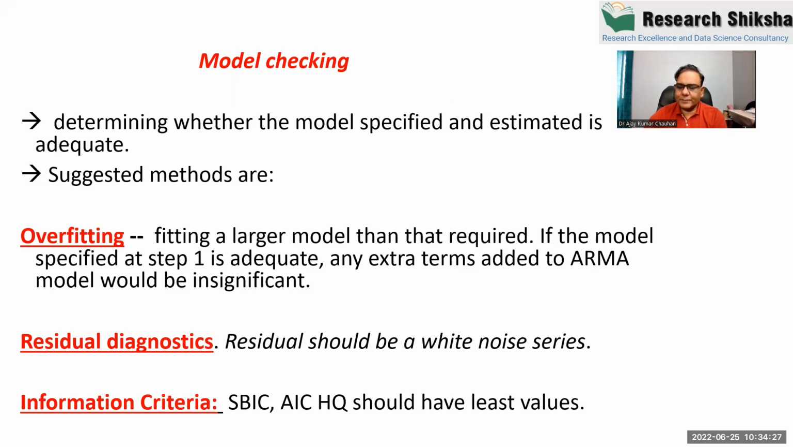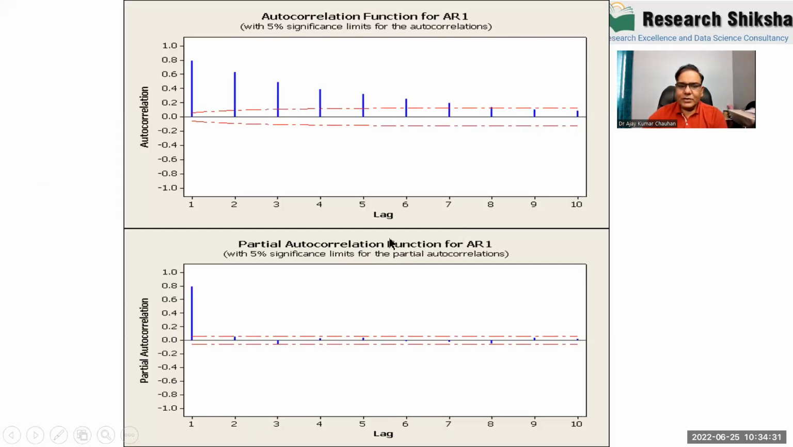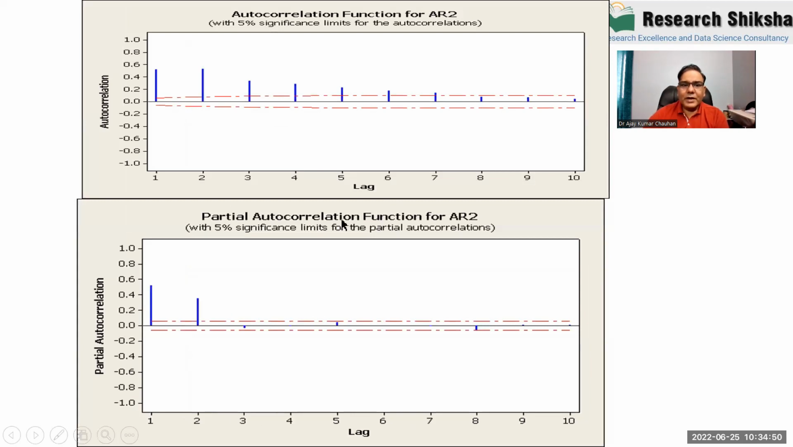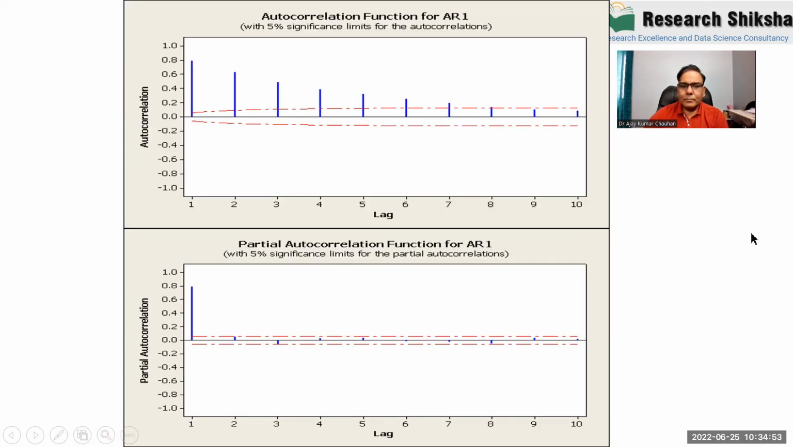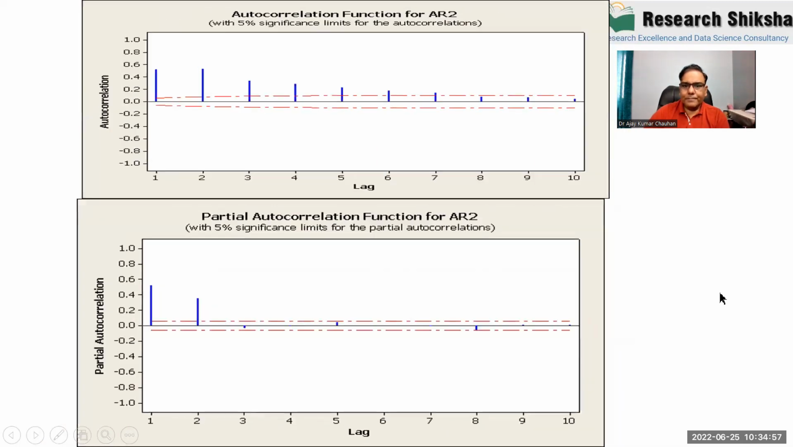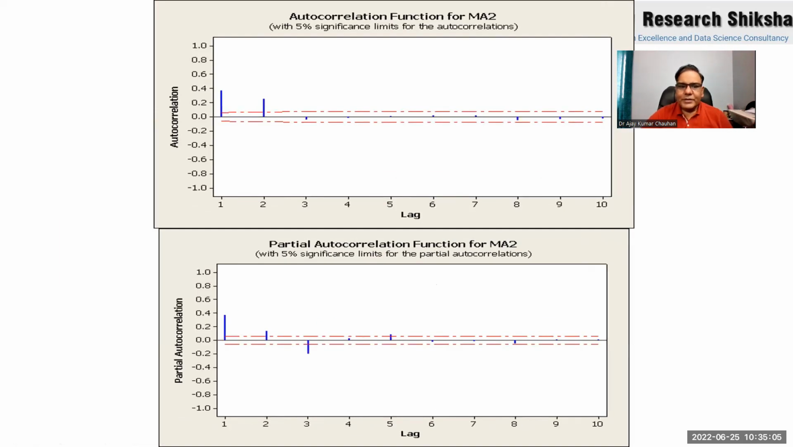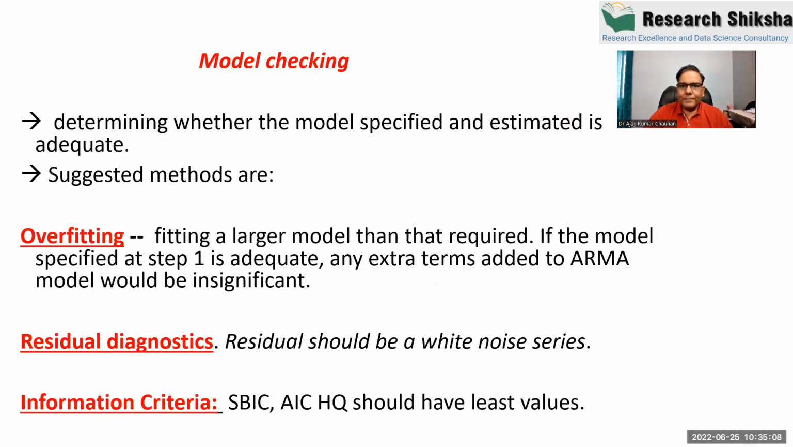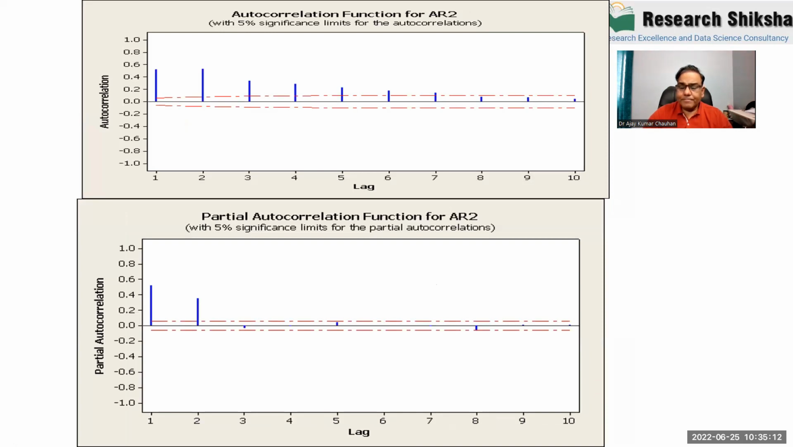Now, if you have this kind of model, can you tell me which series this is? The autocorrelation is declining, and there is only one significant spike in the partial autocorrelation. So it is a pure AR1 term. Similarly, if you see this series, it is an AR2 series: two significant spikes in partial correlation, and the autocorrelation is just declining. So it is a pure AR2 series.